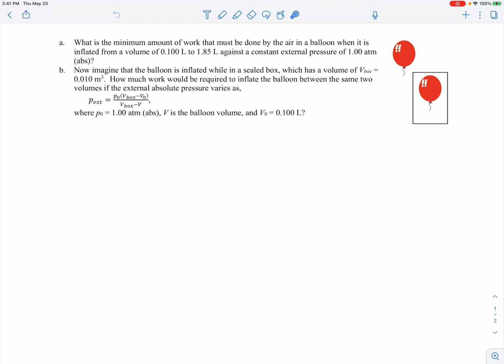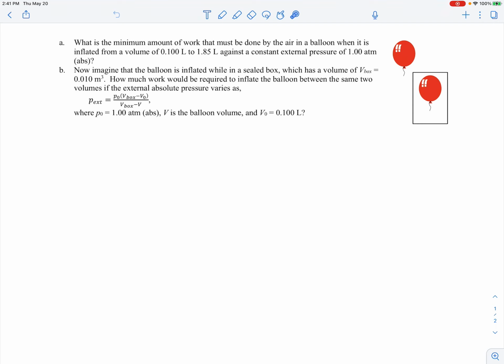And then for part B, again, the balloon is in a box, and the box volume is given here. And we're asked to find how much work would be required to inflate the balloon between the same two volumes, so the same volumes up here, if the external absolute pressure, so this is the pressure in the box, is given by this expression. So as the balloon volume increases, this gets smaller and smaller, so the external pressure gets bigger. That sort of makes sense. As the balloon here gets bigger, then the volume of the surrounding air gets smaller, and you would expect that the pressure would increase. All right, so let's start with part A.